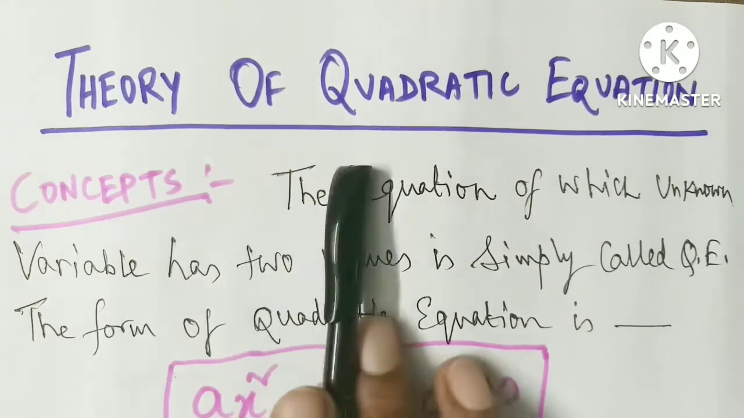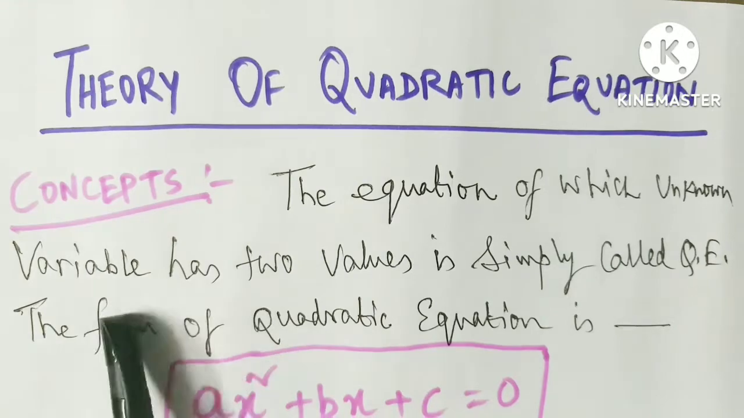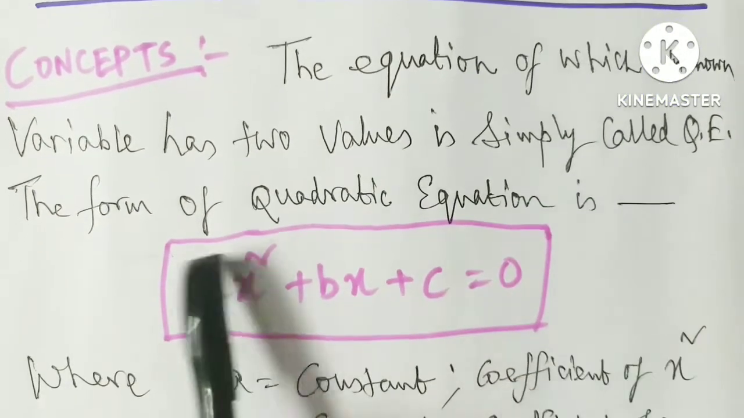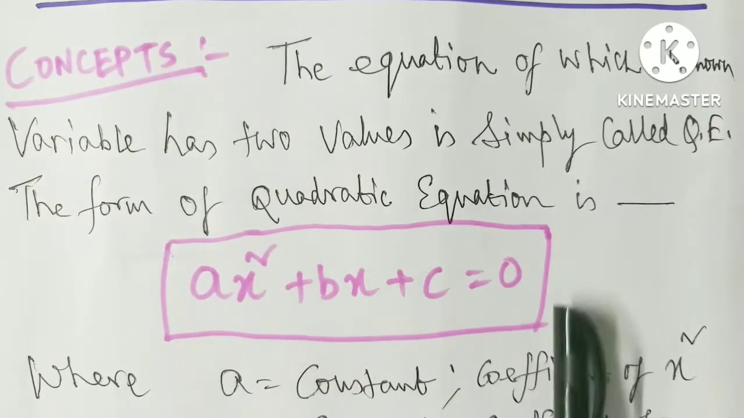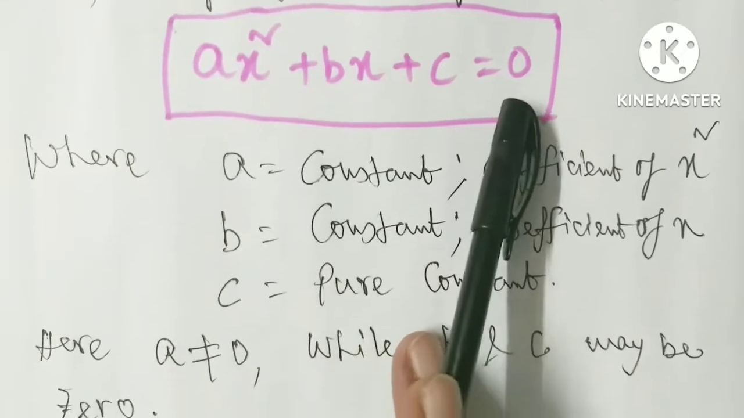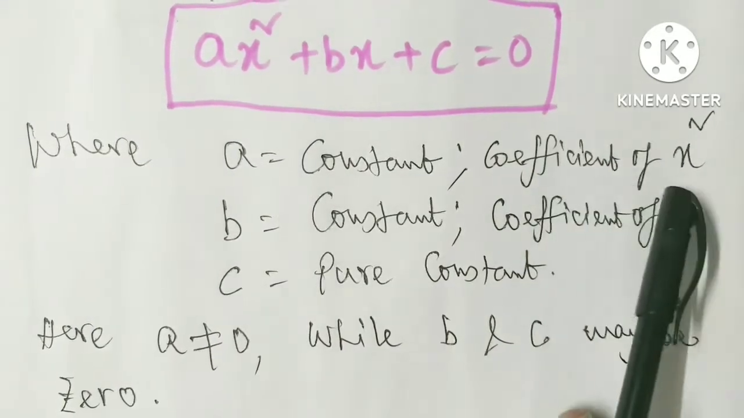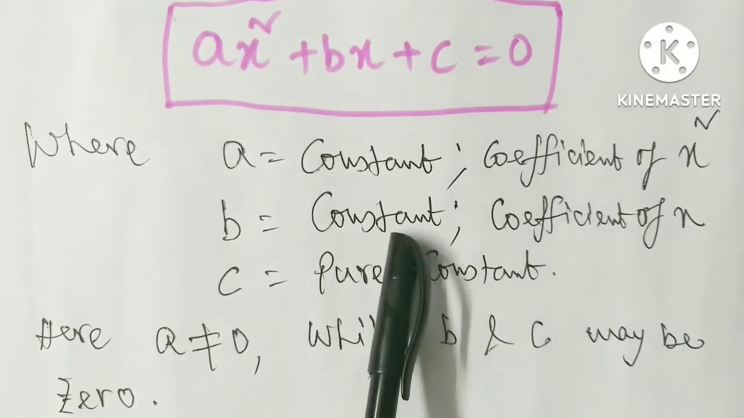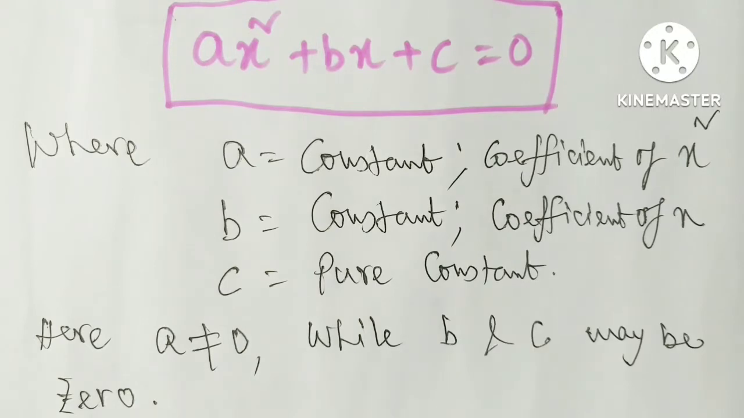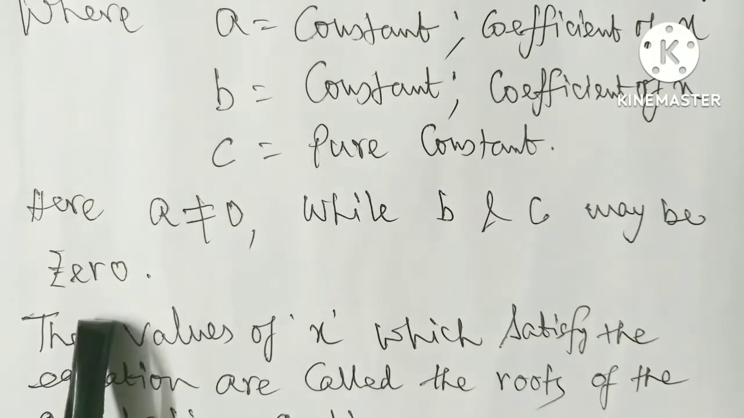What is the concept of the theory of quadratic equation? An equation whose unknown variable has two values is simply called a quadratic equation. The form of a quadratic equation is ax² + bx + c = 0, where a is the constant coefficient of x², b is the constant coefficient of x, and c is the pure constant term. Here a is not equal to 0, while b and c may be 0.